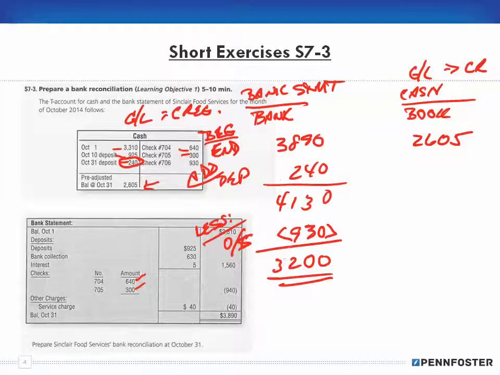Right. Now we did it one way. We looked at our register and we compared it to what was on our bank statement, and anything that was in our register that is not on our bank statement we put on the bank side. Now we go in the opposite direction.